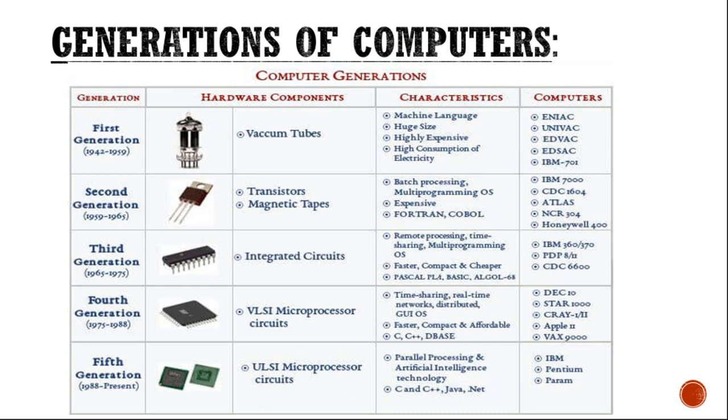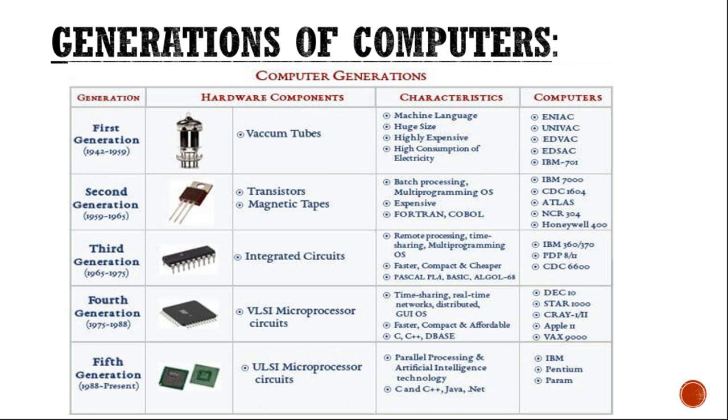It was also expensive. The third generation was from 1965 to 1975. Integrated circuits were the main hardware component in it. It was faster, compact, and cheaper. The fourth generation lasted from 1975 to 1988. VLSI microprocessor circuits were the main hardware component in it. It was faster, compact, and affordable.